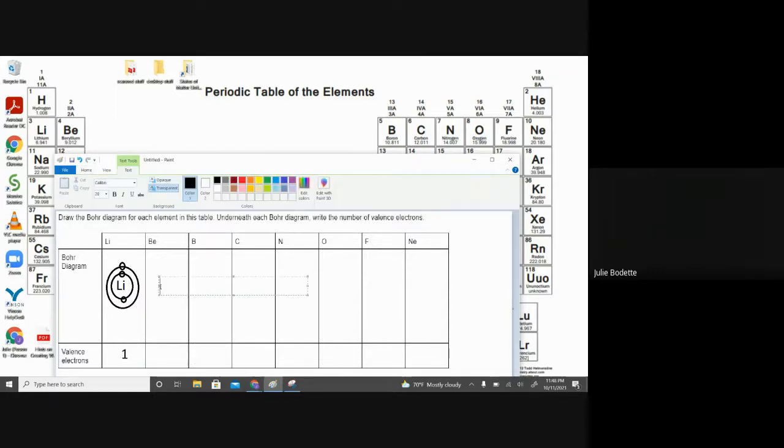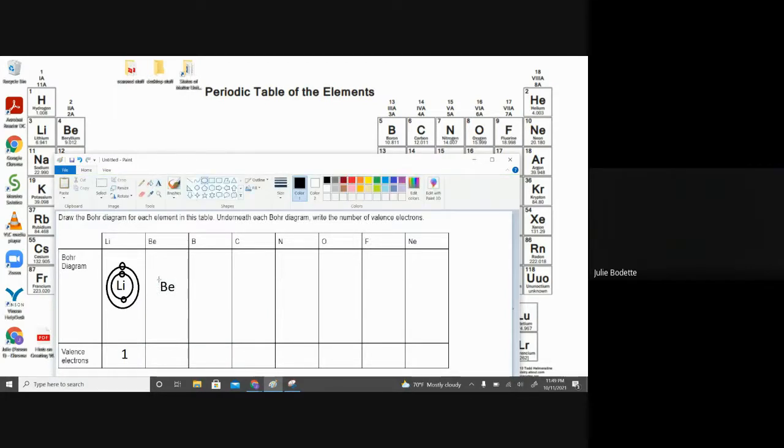Okay, so beryllium. Again, we're going to start off, our first shell holds 2. And so beryllium, right here, beryllium has 4 electrons. So we've drawn 2 so far. We need 2 more. So its second shell will have 2. So the valence electrons, the electrons in the outer shell, is 2, right? There are 2 in the outer shell.